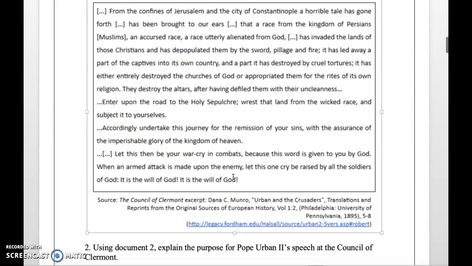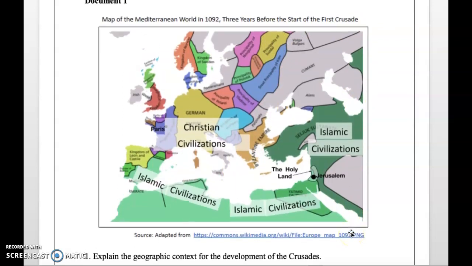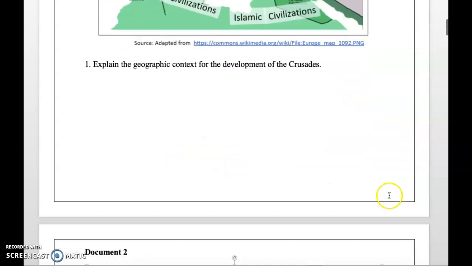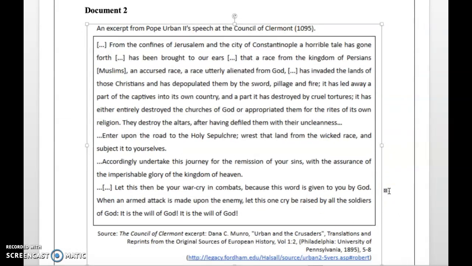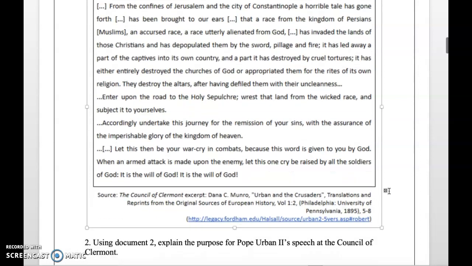So I'll just scroll right back up really quick. So document 1, remember, is a map, okay? And it's before the start of the Crusades. And your question for this one is, how did the Crusades develop? So document 1 is showing you how the geography surrounding the Holy Land impacted the start of the Crusades, all right? Document 2 is a speech by Pope Urban, and he is urging the people to do something, and he's using particular symbols in order to get the people to do that.